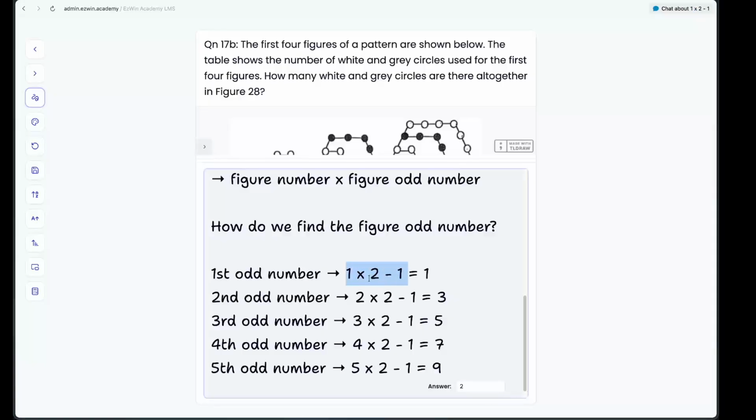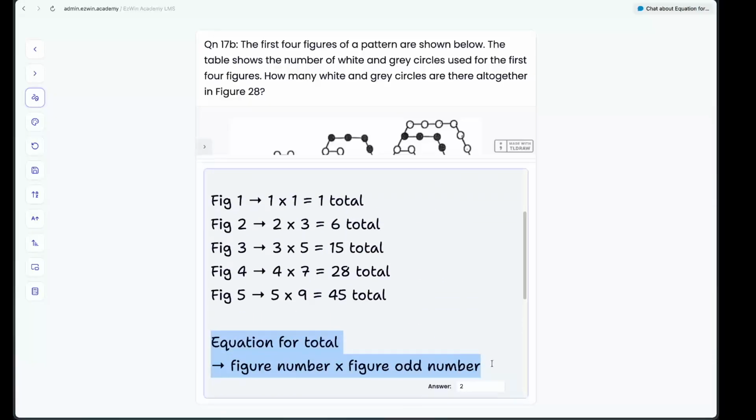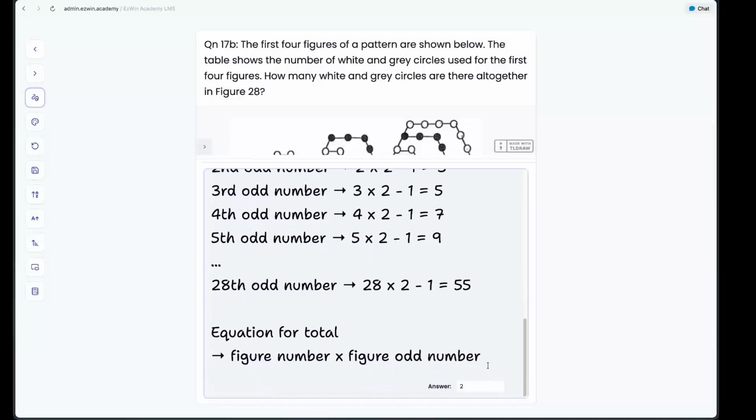So the first odd number will be 1 times 2 minus 1. Second will be 2 times 2, which is 4, minus 1 is 3. 3 times 2 minus 1 is 5. 4 times 2 minus 1 is 7. 5 times 2 minus 1 is 9. So to find the 28th odd number is 28 times 2 minus 1, and this will give us 55. So the equation for the total is figure number times the figure odd number. Which means this will be equal to figure number 28 times 55, and this will give us 1540. So there you go. So the answer is 1540. Sorry, 1540.